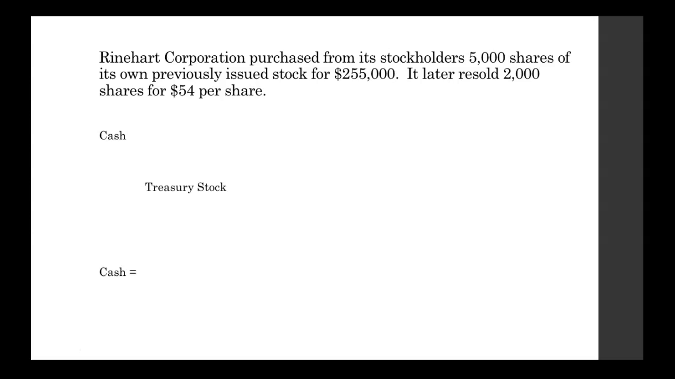So to figure out our cash amount, we take our 2,000 shares that we sold and multiply it by the $54 per share that we sold it for. So 2,000 times 54 gets us 108,000. So we'll use that 108,000 as our debit to cash.